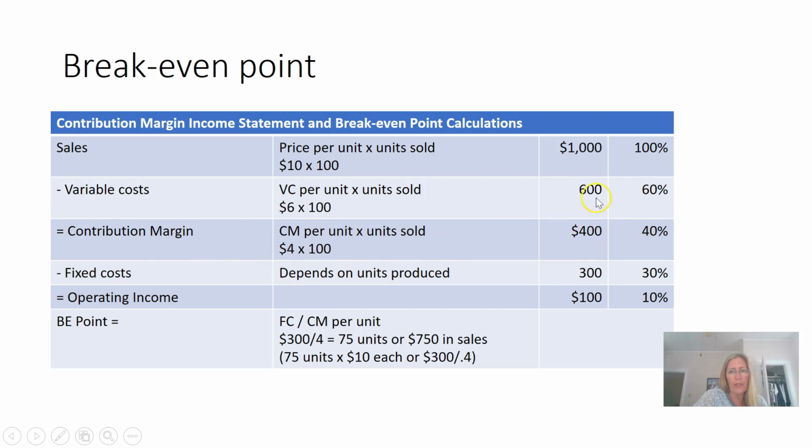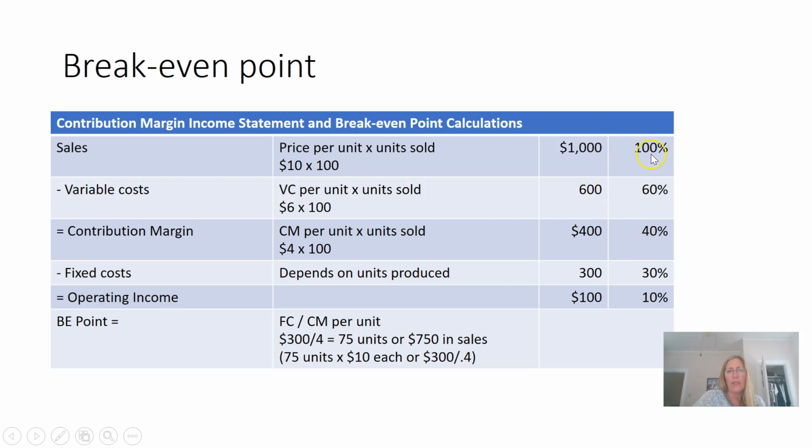So you can get it 2 ways. You can subtract it in total, or you can do this. 10 minus 6 is 4 times the same number of units. Notice the units are the same here. So that's 400. All right, so now let's talk about the percentages at this point.